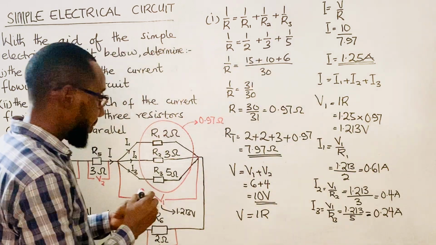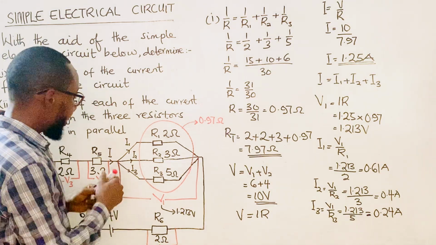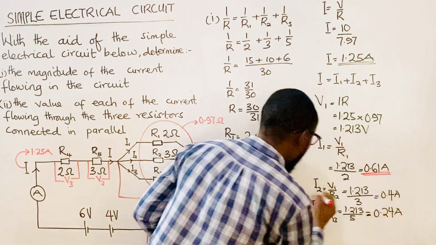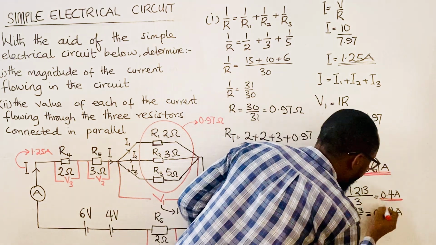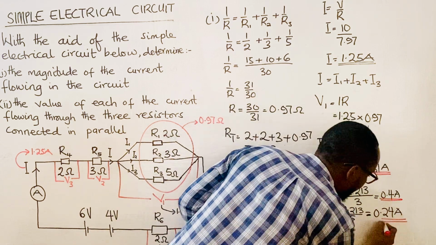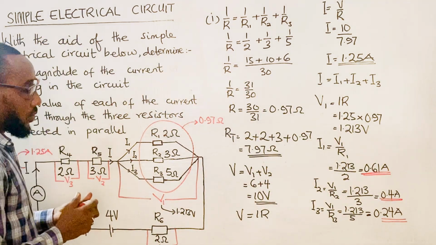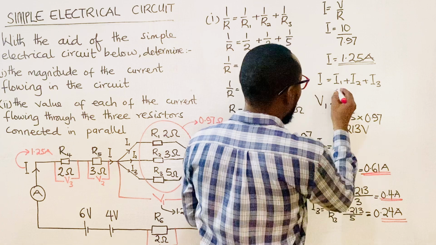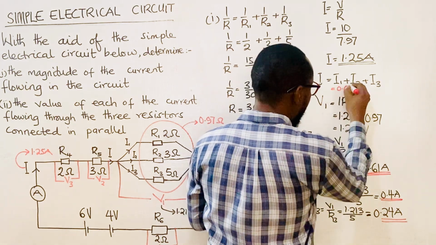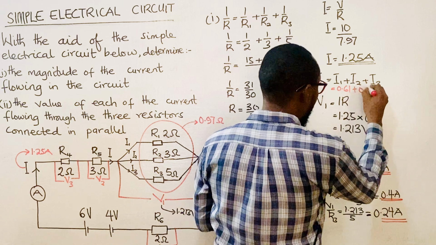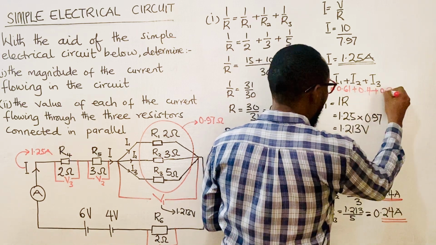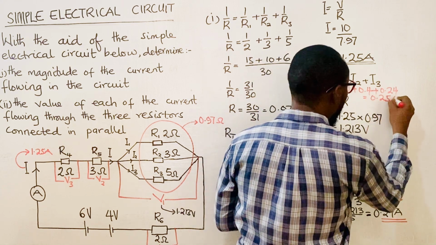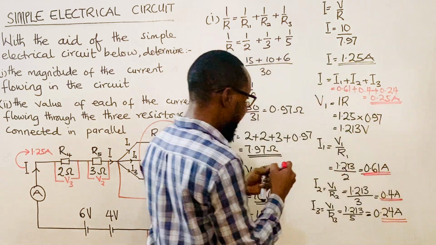0.24 ampere. So current 1 has a value of 0.61, current 2 has a value of 0.4, and current 3 has a value of 0.24. Now in order to cross check, we have to add. Let's add the 3 as we saw over here: 0.61 plus 0.4 plus 0.24. When we add that, what do we have?